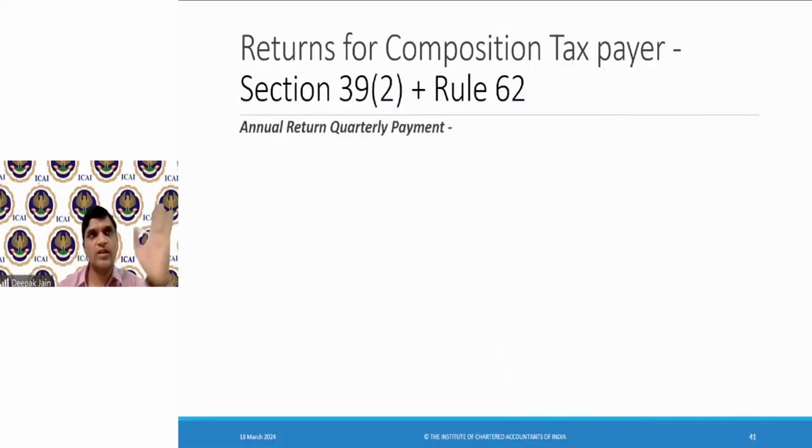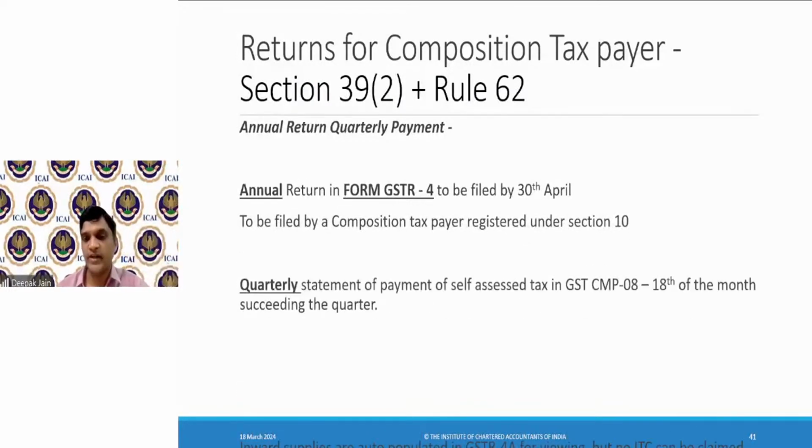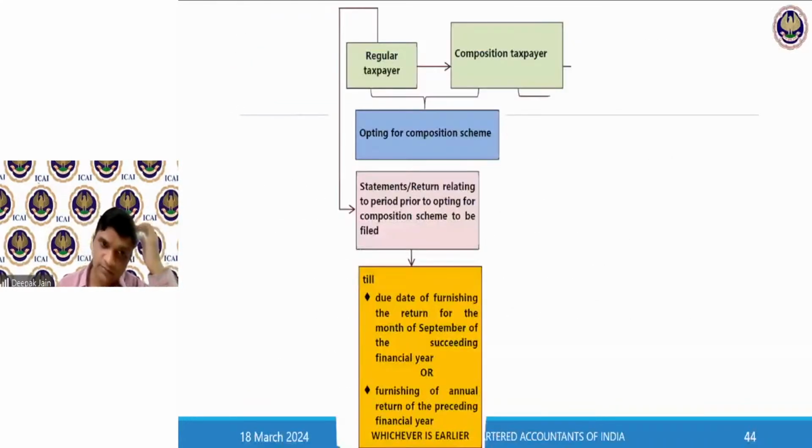Understood GSTR 4. Annual return in GSTR 4 and quarterly payment in CMP 08. Okay. Now, we know that there is an option, we have discussed this in registration, that when you are registering, at the time of registration you can opt for composition dealer, or after registration at the beginning of the year you can apply for a composition dealer.